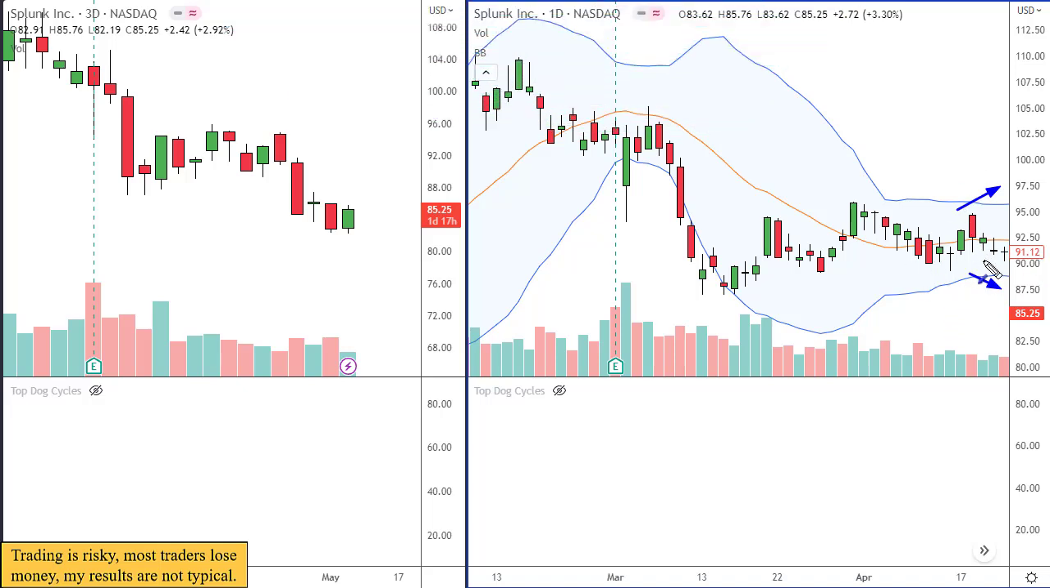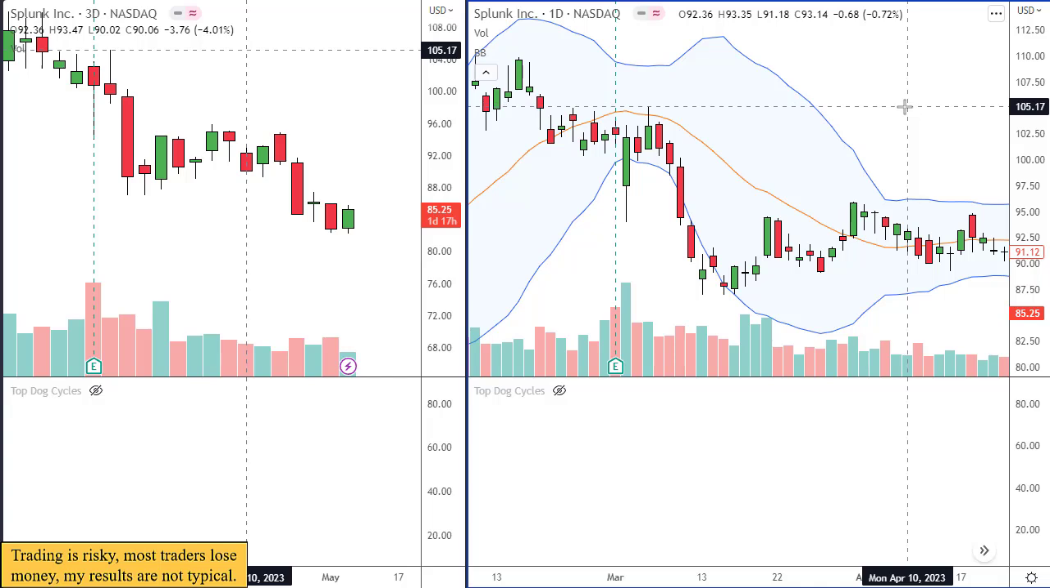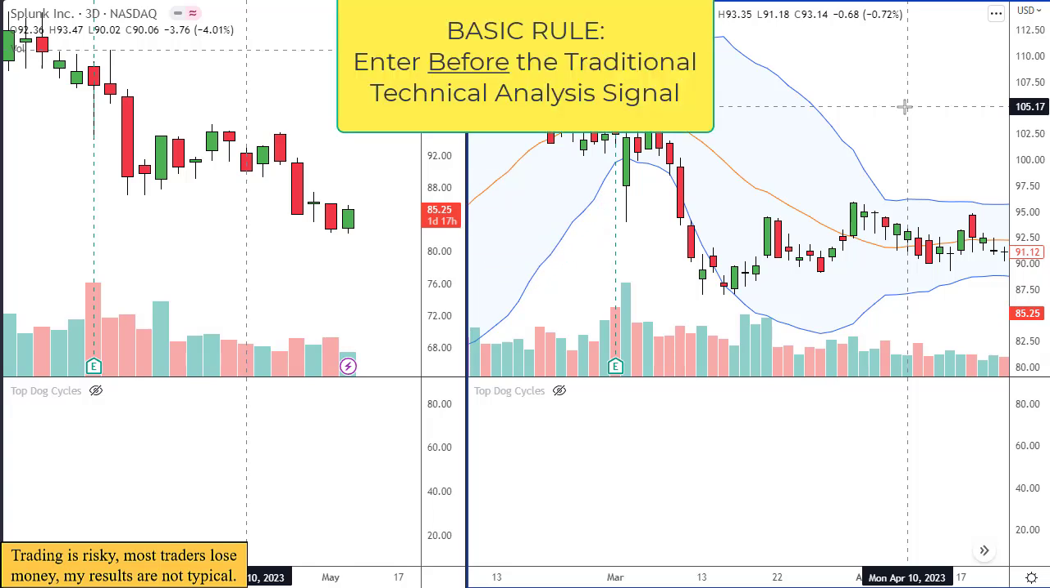All right, so now I got in before the Bollinger Band squeeze was confirmed. This is also a basic principle in trading. So I'm going to show you how I do it with Bollinger Band squeezes. But again, this is a universal principle. You want to enter before everybody else. And what that means is, again, you've got to enter before the traditional signal is confirmed. Because traditional technical analysis is known by everybody. It's on Google, it's on YouTube, it's in books. So when everybody knows something, that's exactly when it stops working. So that means we've got to get in before the rest of the people.